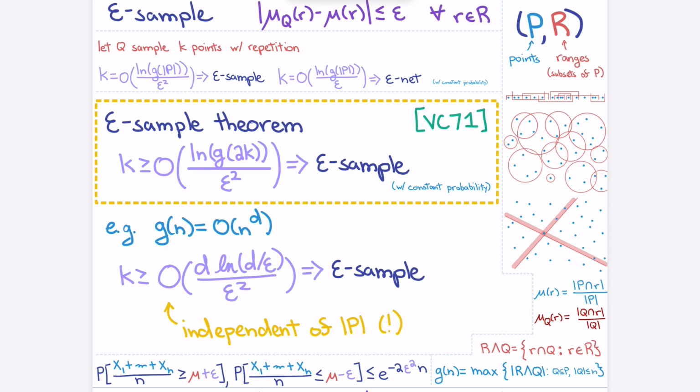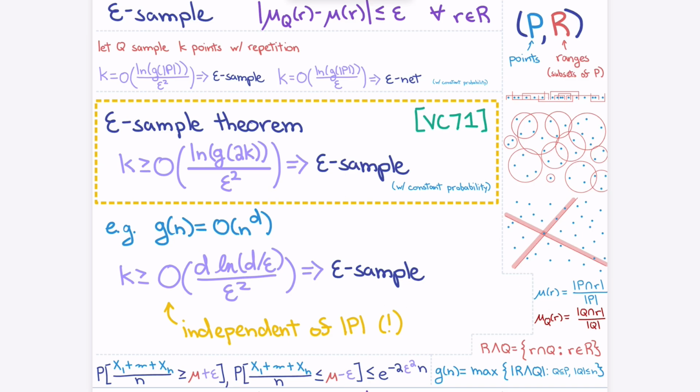So look at this epsilon sample theorem. It's a little bit weird. I wrote k is greater than or equal to the log of the growth function g of 2k. So you have to choose k big enough for that to be true, but I've plugged it in. So if the growth function is polynomial, if it's n to the d for some d, and you choose k to be at least d log d over epsilon squared, then you're going to get an epsilon sample. You're going to preserve the measure of every range up to an epsilon additive factor with constant probability.